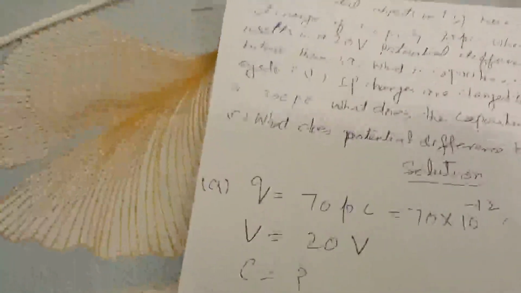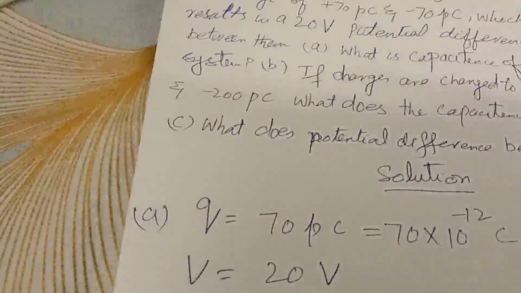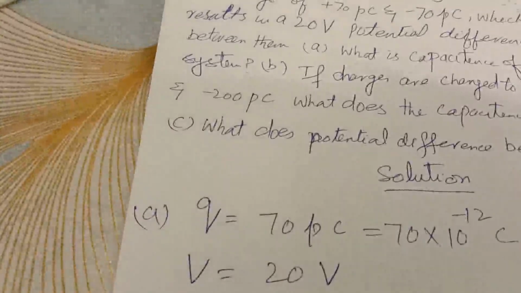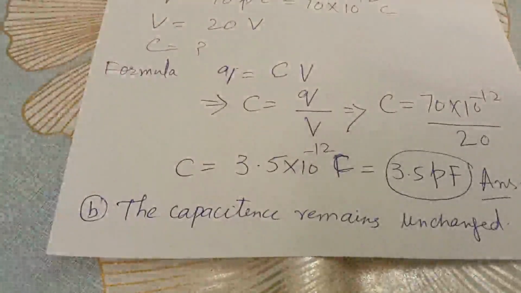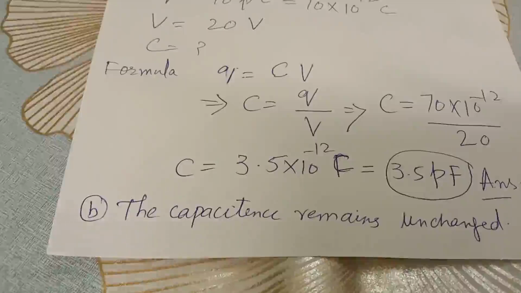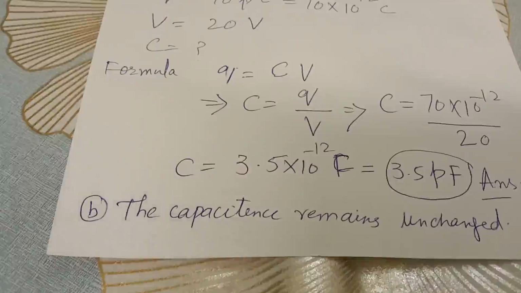Part B is, if the charge is changed to 200 picocoulomb, what does the capacitance become? We know that capacitance depends upon the material and geometry. For a given capacitor, it will be the same. We know the formula for parallel plate capacitors is epsilon naught A over D. If the plate area and separation remain unchanged, capacitance will remain unchanged. It doesn't depend upon charge. So the answer of part B is that the capacitance will remain unchanged.